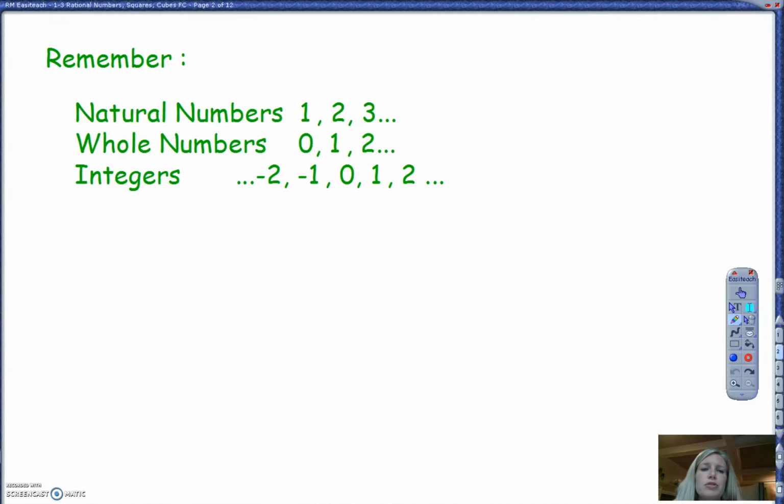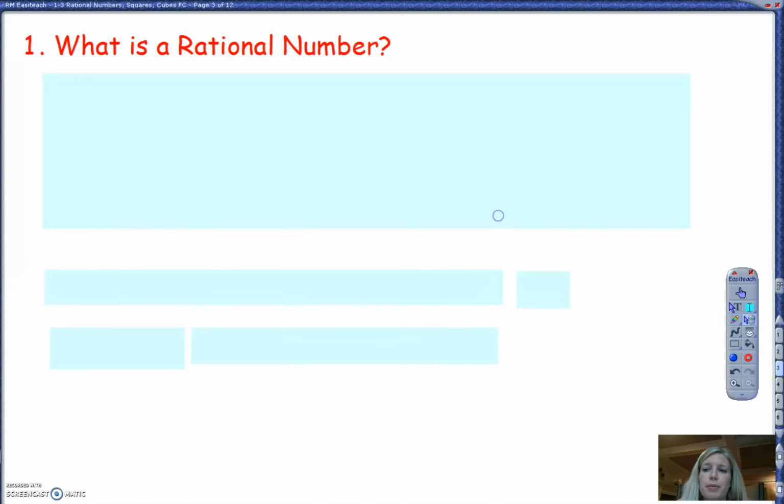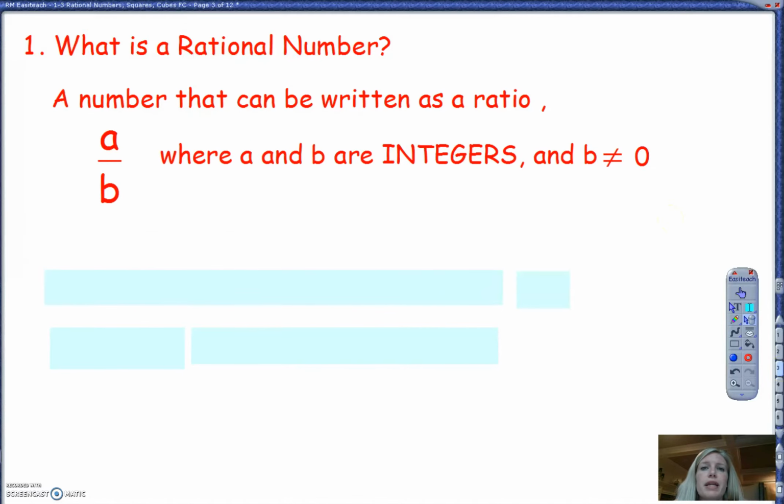Negative numbers are first introduced in the integers, -1, -2, -3, and so also going 0, 1, 2, and 3, and so on. However, if you notice in these 3 sets so far, we don't have any pieces. We don't have any fractions or decimals, and that's where the rational numbers come in. So what is a rational number? It's a number that can be written as a ratio, like a fraction, a over b, where a and b are integers, meaning they could be positive numbers or negative numbers. They're not decimals, they're integers, and b cannot equal 0.